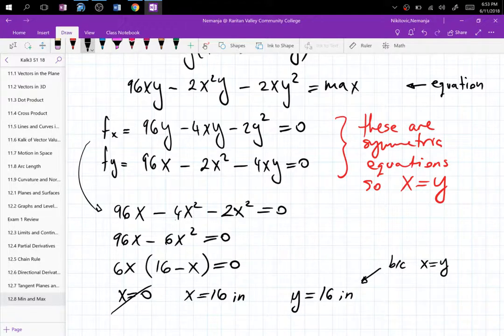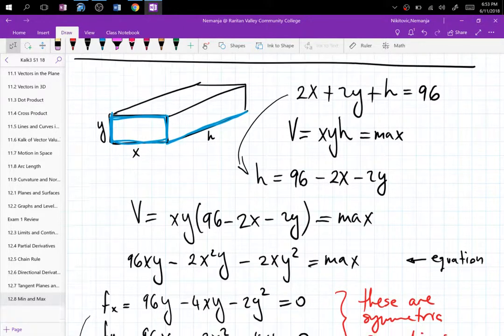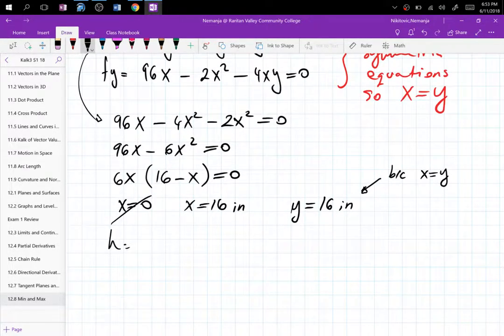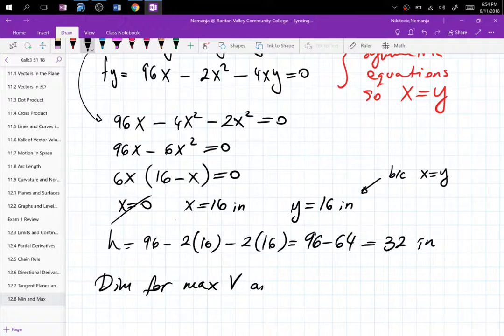And now I can go and use the constraint equation all the way on top to figure out h, right? So h, which is the height, is going to be 96 minus 2 times 16 minus 2 times 16. That is 96 minus 64, which is 32 inches. So dimensions for max volume are 16 by 16 by 32 inches. And that's the package.